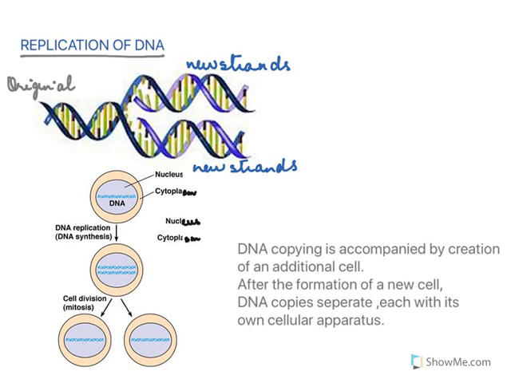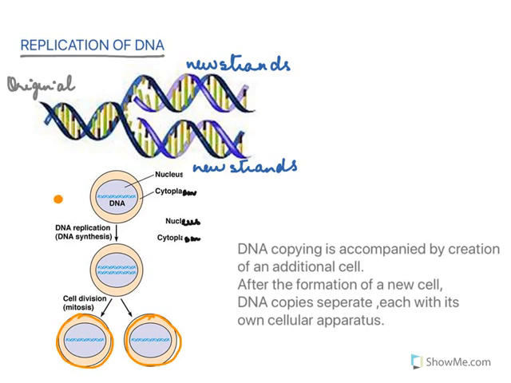And then the strands cut off, giving rise to a copy of the DNA. However, the DNA cannot live on its own. It has to live in a cell. So along with the formation of a new strand, a new cell is also produced to house the new DNA.